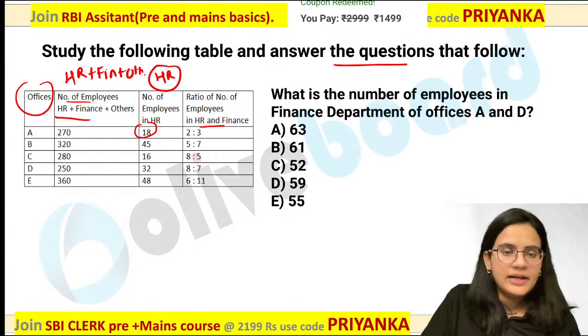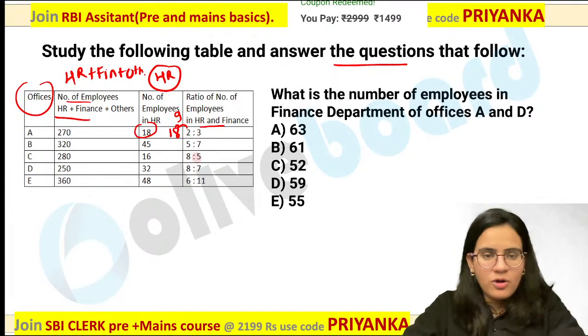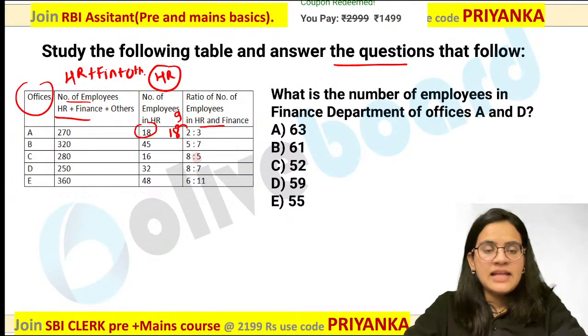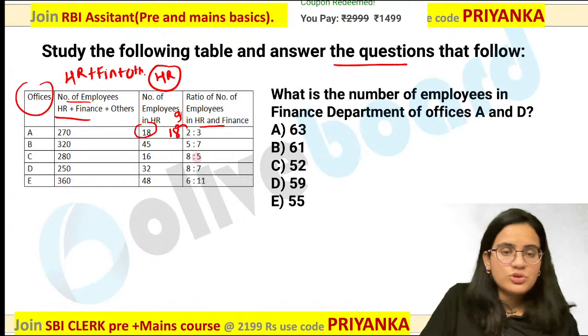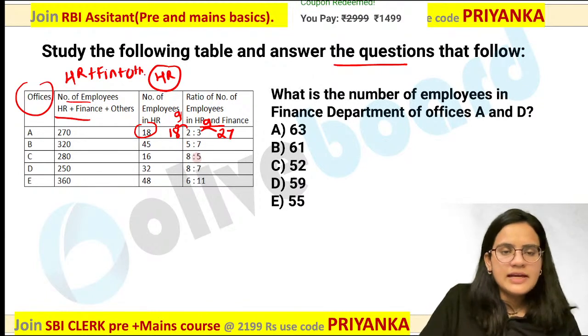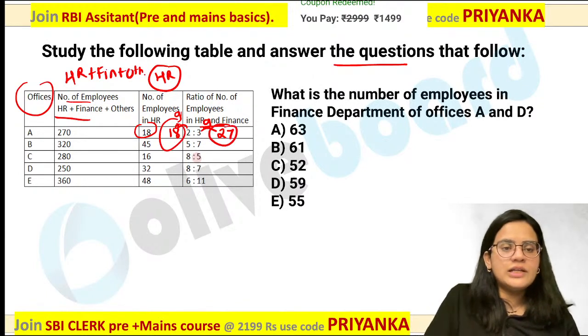That means how will you calculate HR value? This will become 2 9s are 18. Okay, if I am observing my first value, 2 9s are 18 over here. That means 9 is the multiplication factor. So whenever you are getting ratio based question, you have to focus more on this multiplication factor. So this is 2 9s are 18. I am going to multiply this also by 9. This would be 27 over here. Now if this is 18 and this is 27, total is 45.